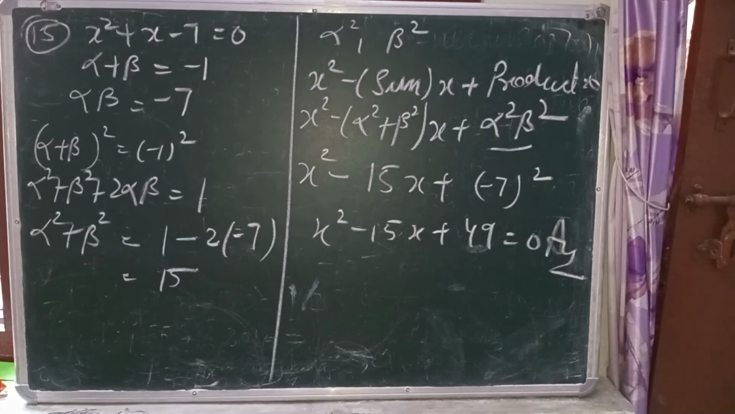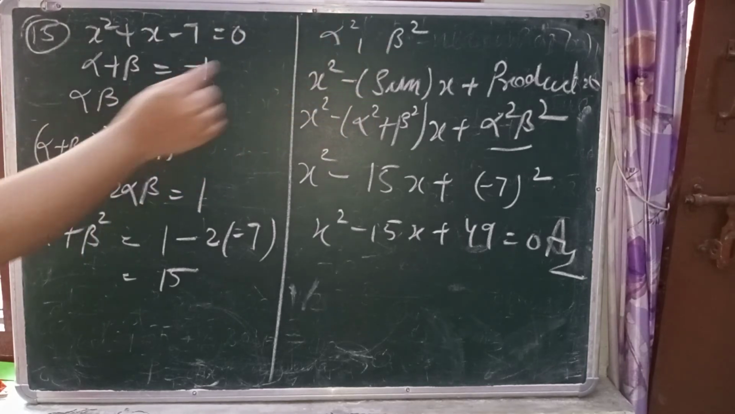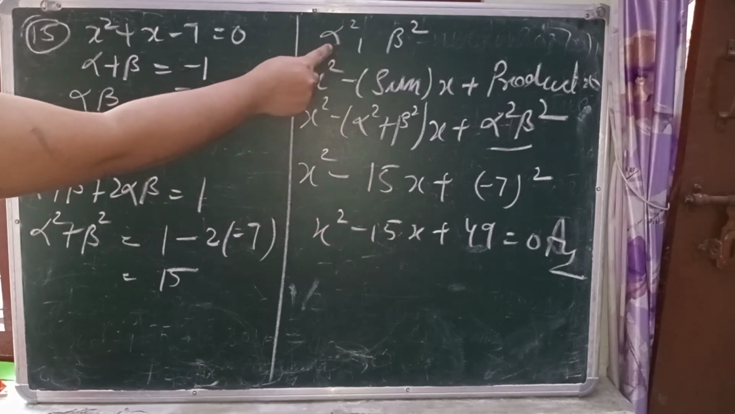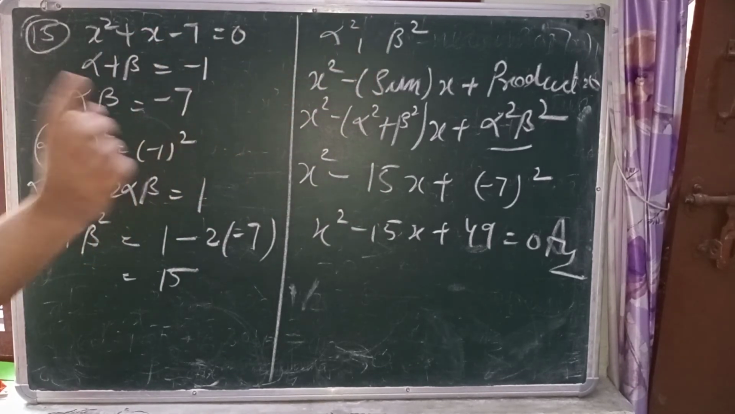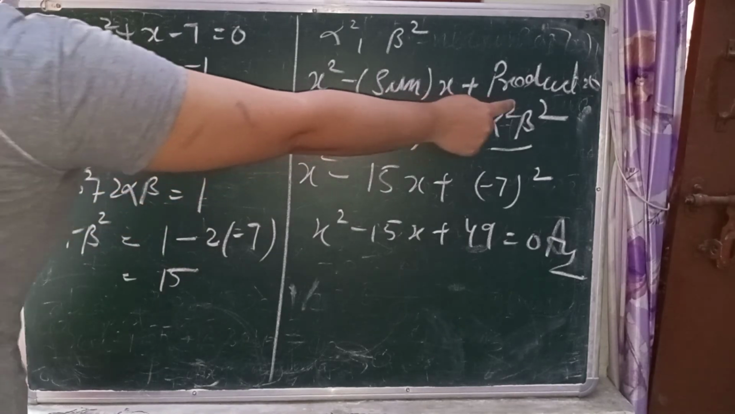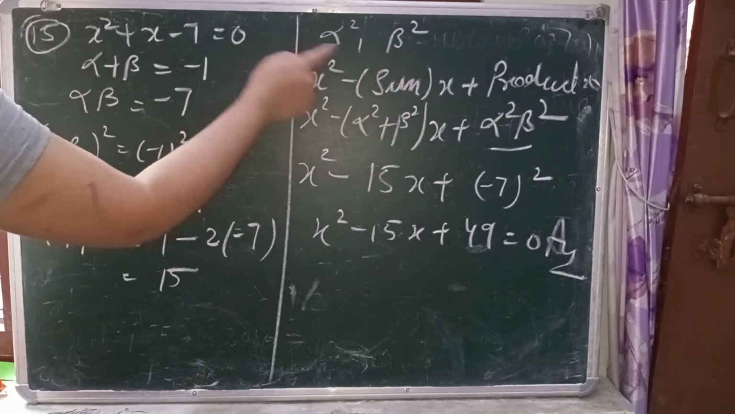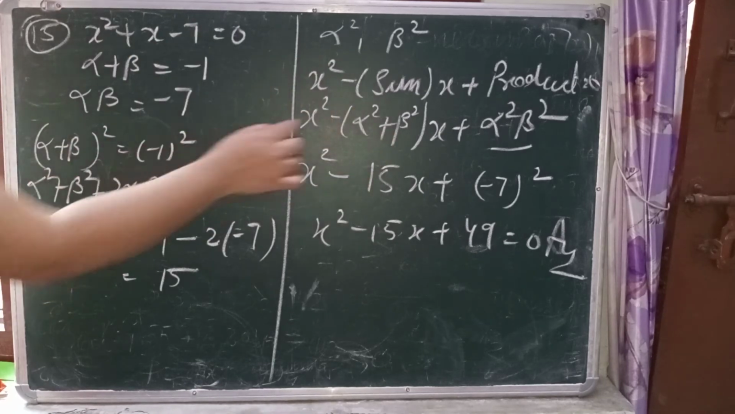Here I have done question number 15 for you. A quadratic equation was given, x square plus x minus 7 equal to 0. But they are asking for the quadratic equation whose roots are alpha square and beta square. When they are asking for the quadratic equation whose roots are alpha square and beta square, then the equation will be x square minus sum of the roots into x plus product of the roots.